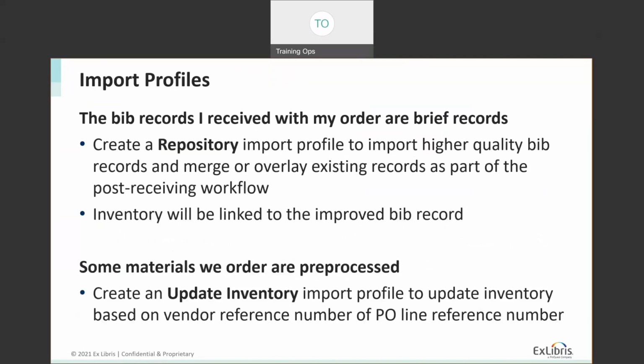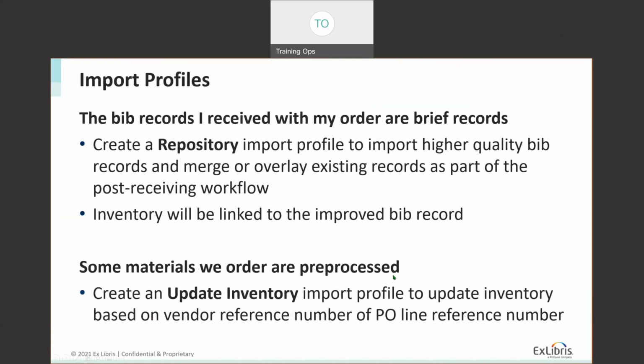These are some of the situations I've encountered when talking about this with customers. They say, okay, the bib records I received with my order are brief. They're not very good. What do I do after that? Well, this is where you work with your cataloging team, and you would create a separate import profile, a repository import profile, to import those higher quality bib records and merge or overlay existing records as part of the post-receiving workflow. So the matching choices you make in that import profile determine what record wins. Inventory will be linked to the new and improved bib record.